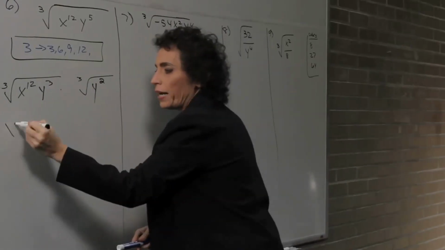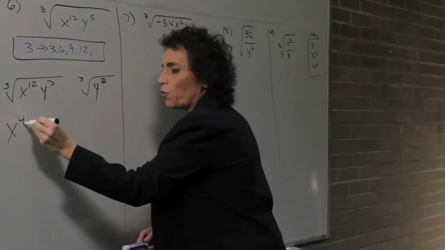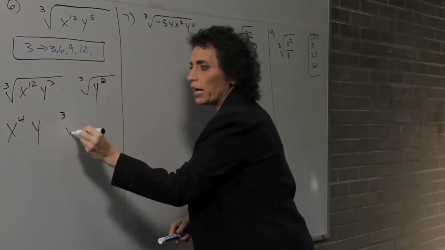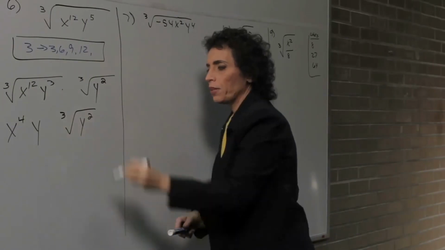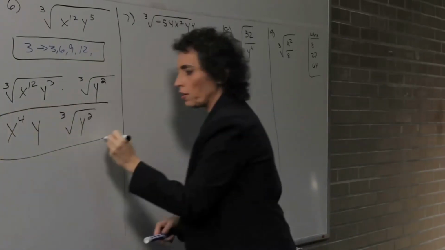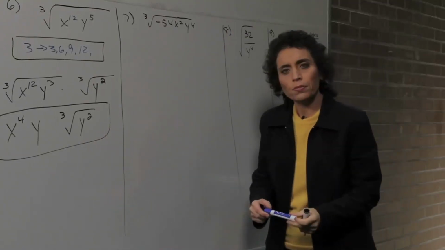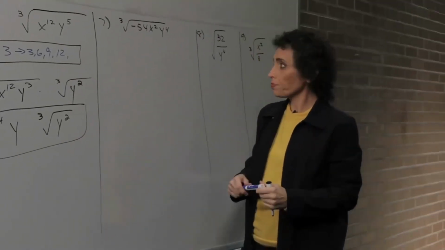So x, keep the base. 12 divided by 3 is 4. Keep the base. 3 divided by 3 is 1. And this just comes down for the ride. And that's it. And that's how to simplify that problem. We're not solving anything. Simplify that problem. Okay? Let's do number 3.